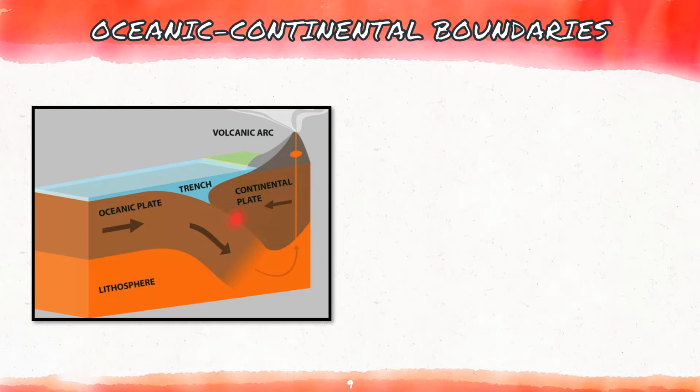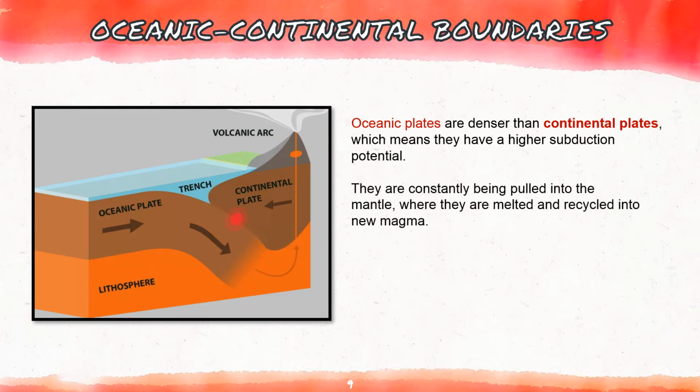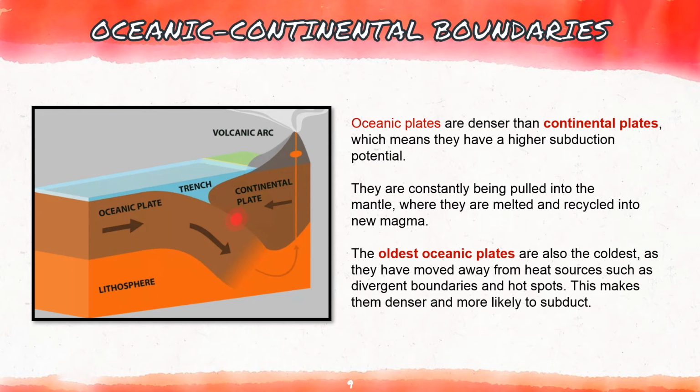So let us move on to oceanic to continental boundaries. Oceanic plates are denser than continental plates, which means that they have a higher subduction potential. They are constantly being pulled into the mantle, where they are melted and recycled into new magma. The oldest oceanic plates are also the coldest, as they have moved away from heat sources such as divergent boundaries and hot spots. This makes them denser and more likely to subduct.